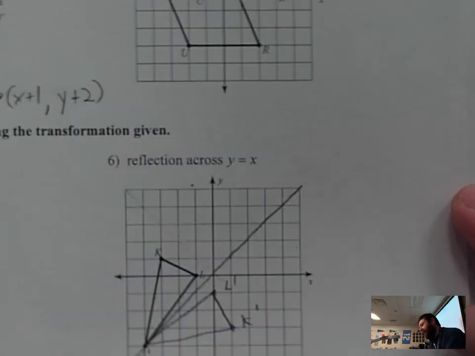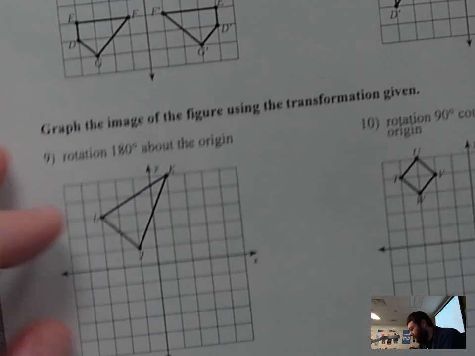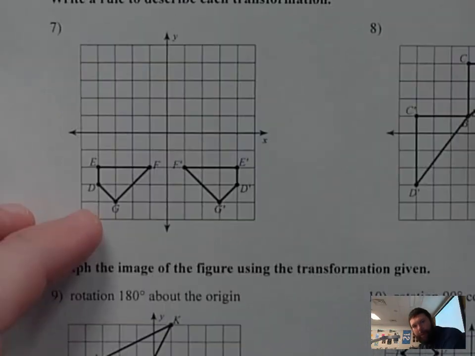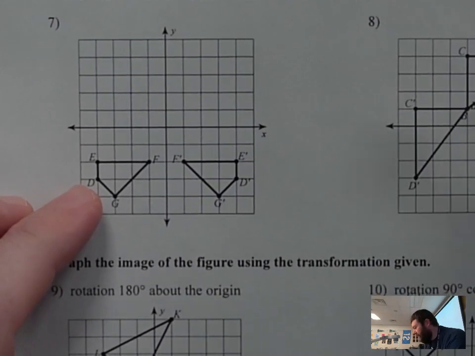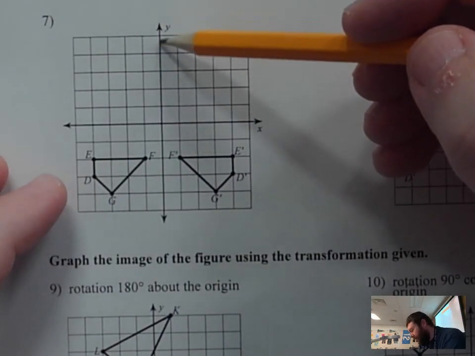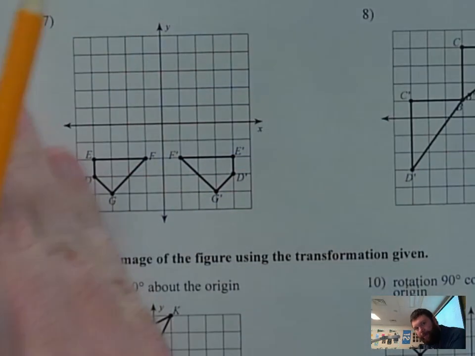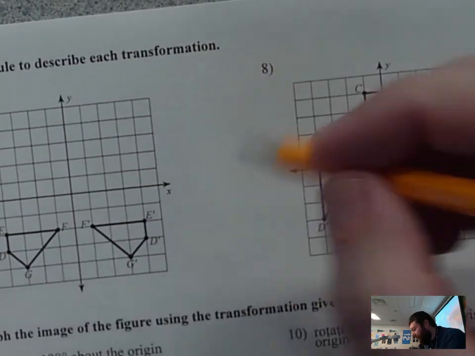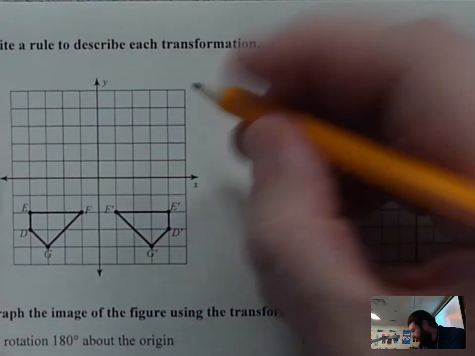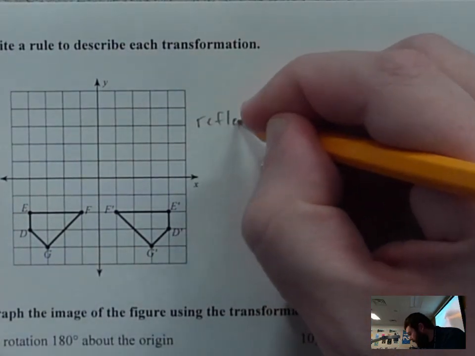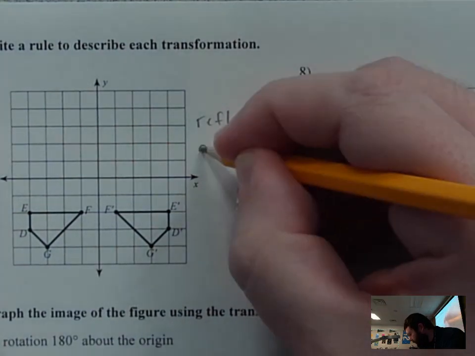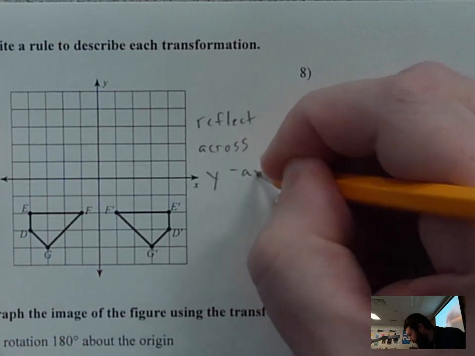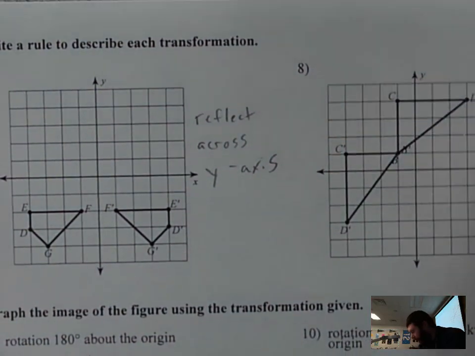Okay, all right. And then let's do this one. So this one, we have a reflected shape. It looks like it's reflecting across the y-axis, right? Because it flipped this way onto that. So to describe the transformation, you just say what it reflects across. Reflect across y-axis.